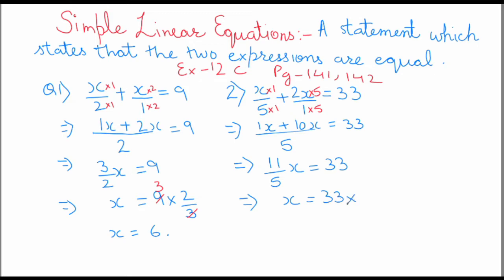The reciprocal of 11 by 5 will be 5 by 11. Now we can cut 33 with the 11. 3 and 11 times 1 is 11. So the x value will be 3 times 5, which is 15. I hope you are understanding it. It's easy to do all these things. Better we start the next.